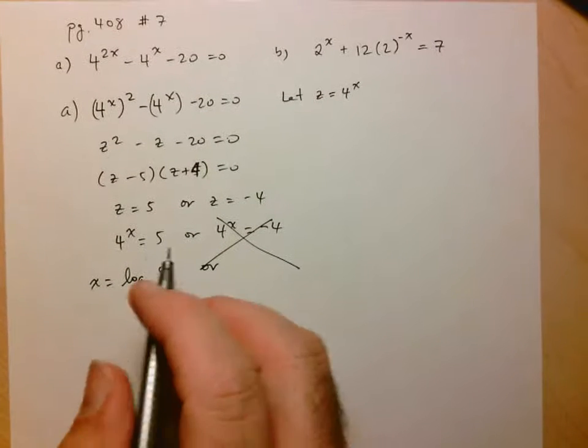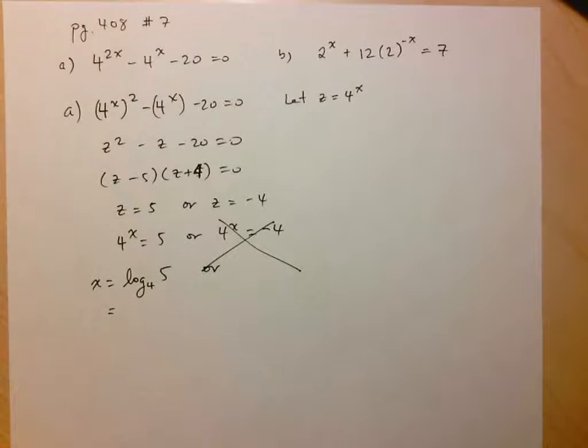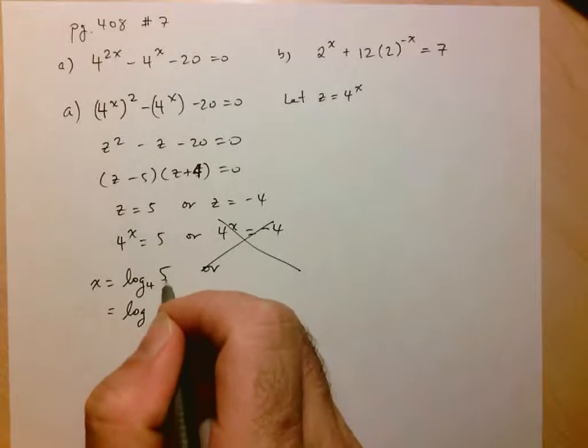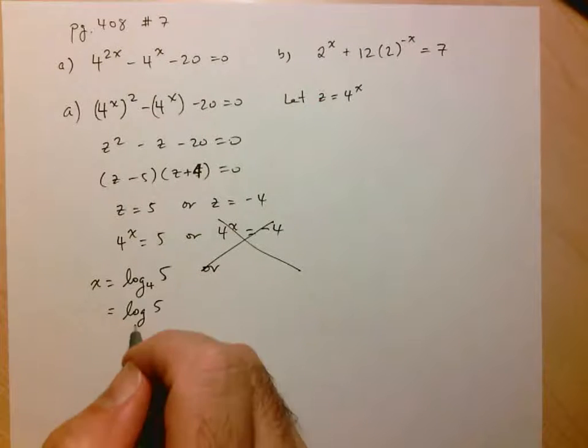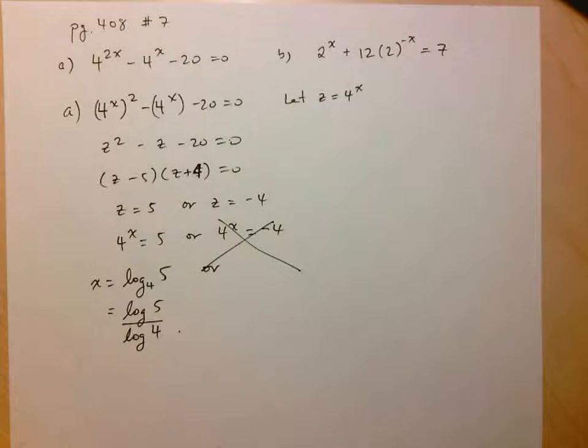Now, I believe the answer that's given is in terms of log base 10. No problem, just use the change of base formula. So how do we change this to log base 10? It just becomes log base 10 of the original input, which is 5, over log base 10 of the original base, which is 4. Okay, so let's take a look at B now.